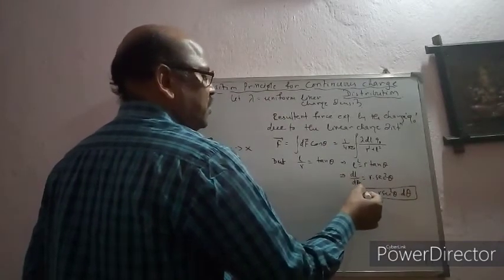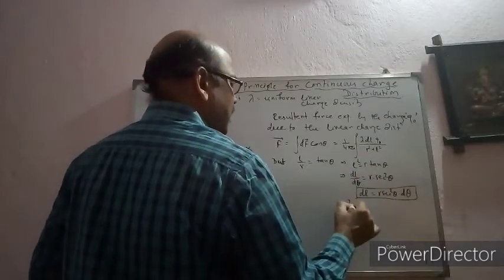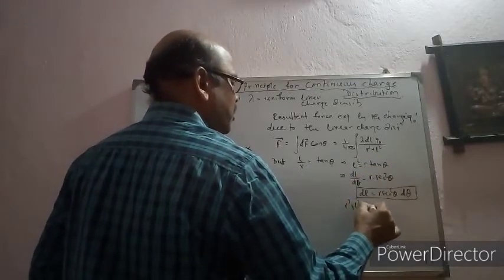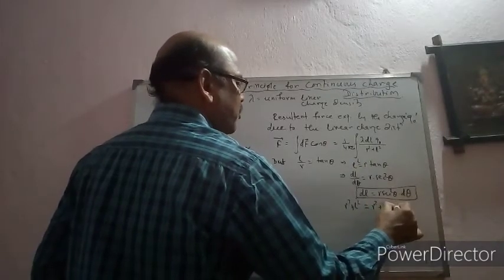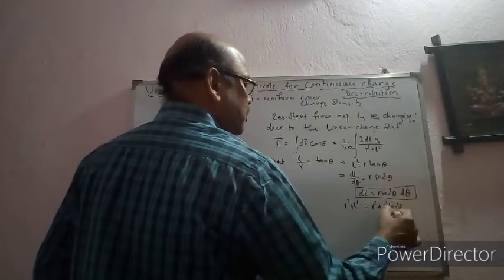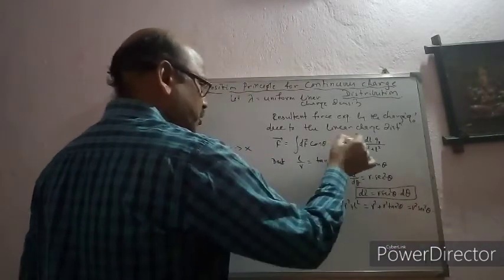So putting this value of dl, what is R square plus L square? R square plus L square is equal to R square plus R square tan square theta, which is R square sec square theta. Now substitute and find the integral.